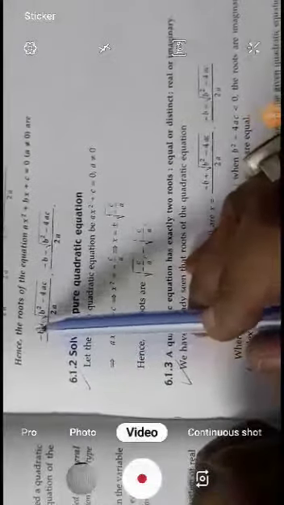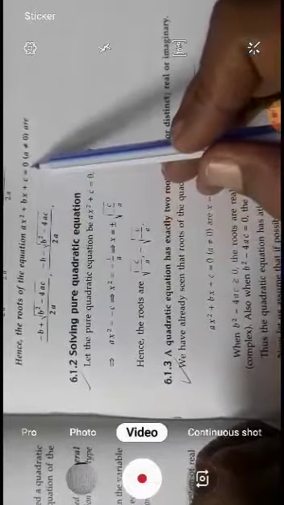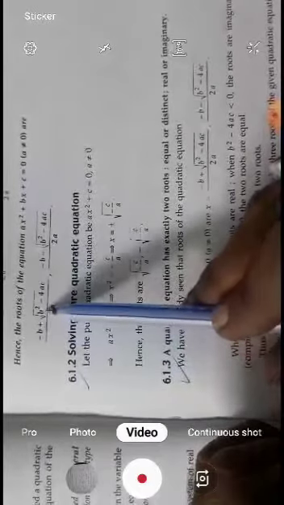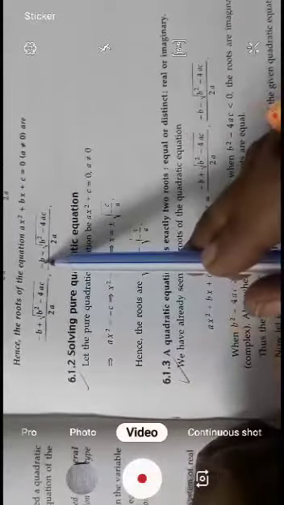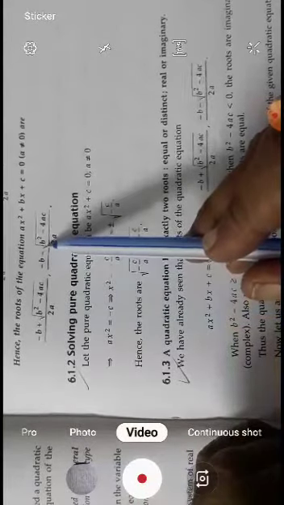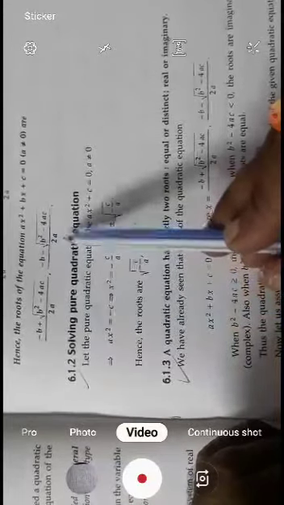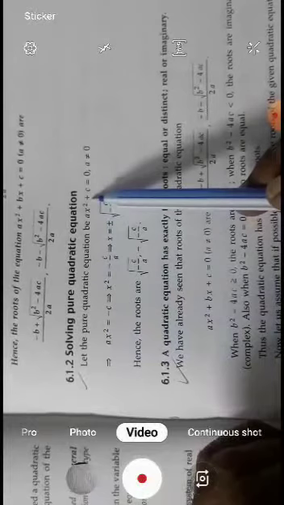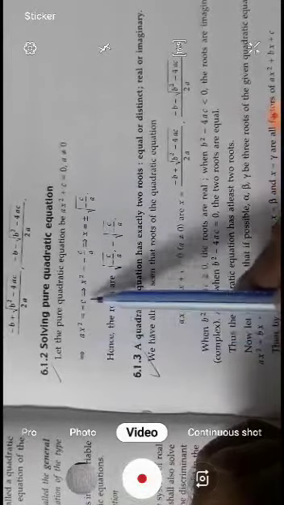Solving the equation: if ax² + bx + c = 0 is given, the roots are (−b + √(b² − 4ac))/2a and (−b − √(b² − 4ac))/2a. Solving a pure quadratic equation, let the pure quadratic equation be ax² + c = 0. Firstly, we have to remove x from x² and take the square root, which gives x = ±√(−c/a). Then the roots are √(−c/a) and −√(−c/a).